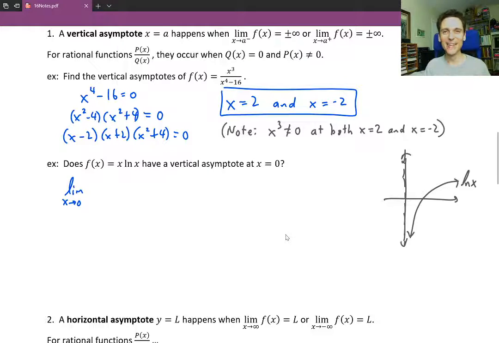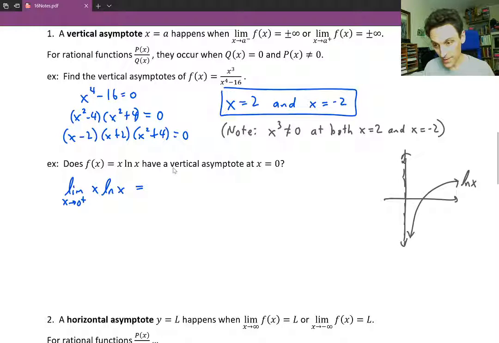Okay, so if we think about taking the limit as x approaches 0, we could approach from the left or the right-hand side. But if we're approaching from the left side, natural log is going to be undefined. So this function is not defined if x is approaching 0 from the left side. So we can really only approach 0 from the right side. So let's take the limit as x approaches 0 from the right side of x ln x.